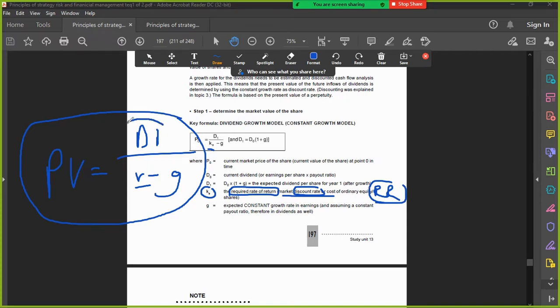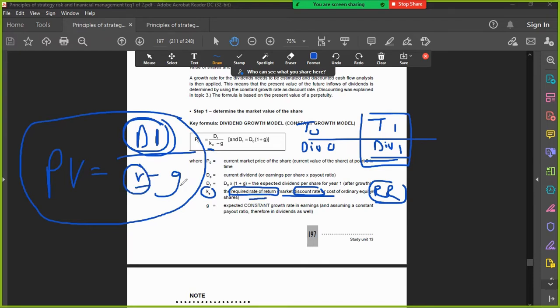So you need the actual dividend, but it's dividend 1. Remember the diagram, T0, T1. It's not the dividend here because that's dividend 0. It's the dividend here because that's dividend 1. Does that make sense? Yes. That's the dividend you're going to put in this formula. Then you put in the R, which is the required return, and then the growth rate, whatever it is.